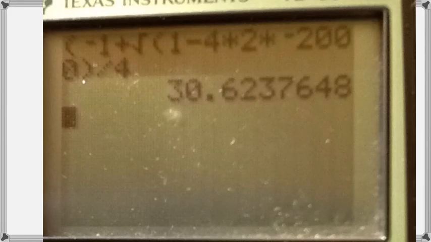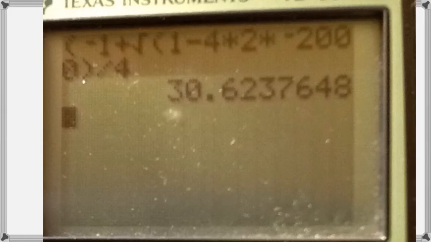I'm going to turn this around so I can use my pointer. The opposite of b, plus or minus. I'm ignoring the minus because it's a term number, so it's not going to end up being a negative term number. So I'm really just doing plus. The square root of 1, which is really 1 squared, minus 4 times a, which was 2, times c, which is negative 2,000. And then all of that is divided by 4, and I got 30.